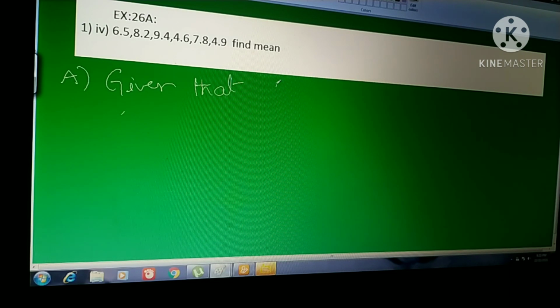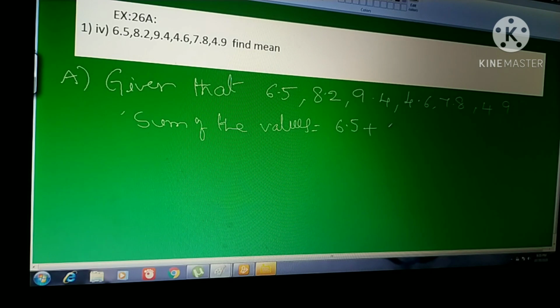Given that 6.5, 8.2, 9.4, 4.6, 7.8, 4.9. Now what we have to find? Sum of the values. So we have to add all these values: 6.5 plus 8.2 plus 9.4 plus 4.6 plus 7.8 plus 4.9. How much do you get here? 41.4.